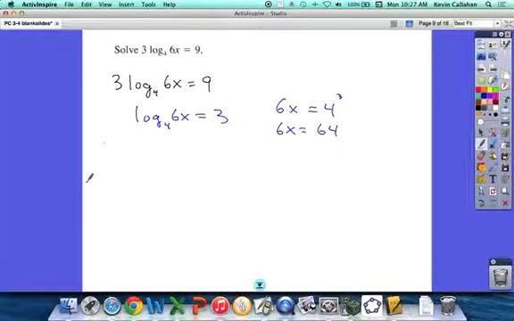And now this is one where there's a little more solving to do, right? We're not quite done yet, so divide by 6. And since we're turning all this stuff into decimals anyways, 10.667. Not too bad? Easy?